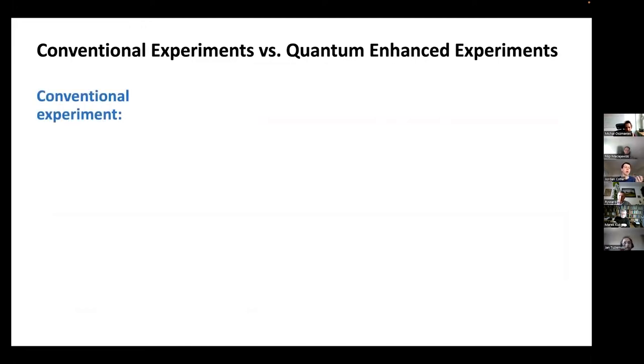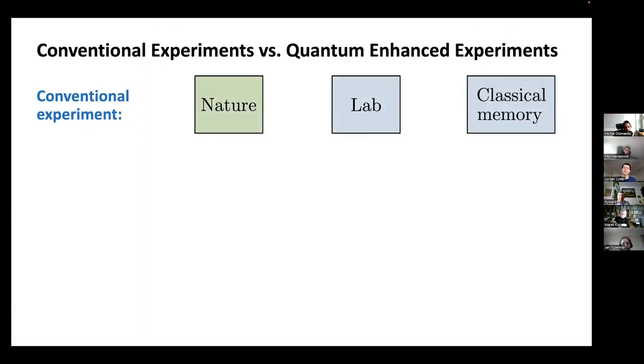Let me first draw out a formalization of what I mean by conventional experiment. The thing that we should have in our head when I say this is all experiments that are done in, say, 20th century physics, and even most experiments up until the current day, what we mean by an ordinary experiment. So let's abstract this into three different subsystems. We have the nature system, which is the system that we wish to understand or interrogate via our experimentation. We have the lab system, which is our apparatus that is going to couple to nature. And then we have our classical memory, which is our computational resources.